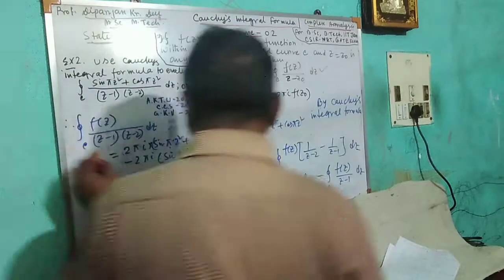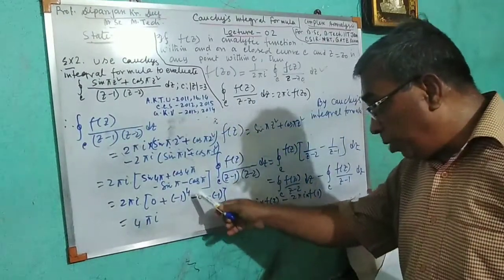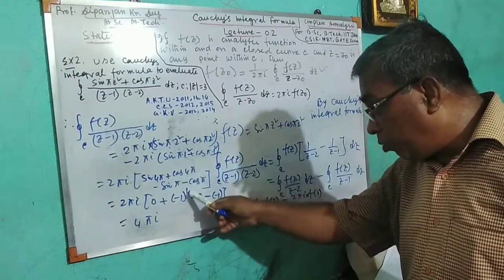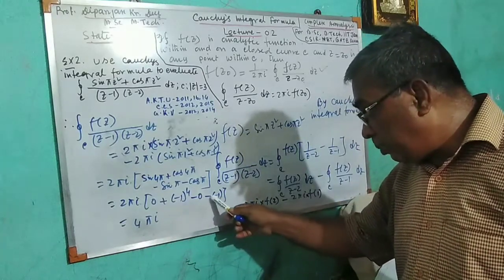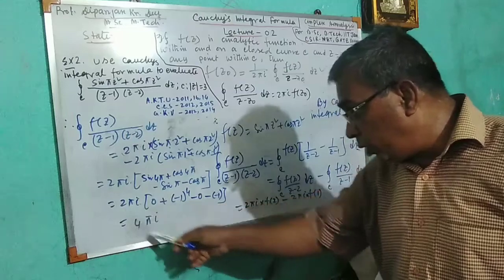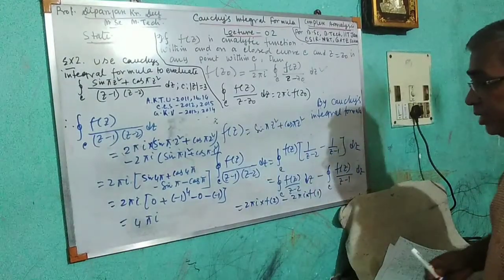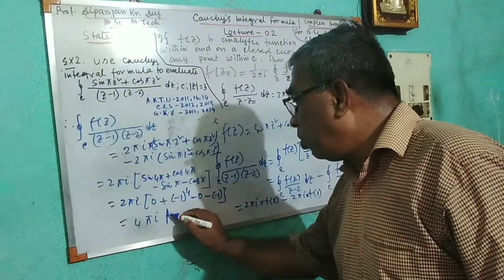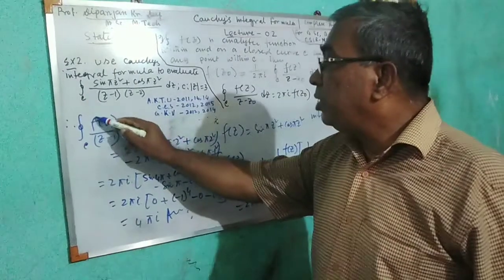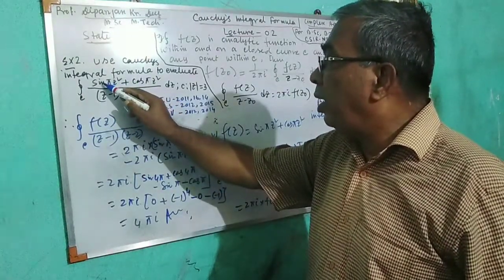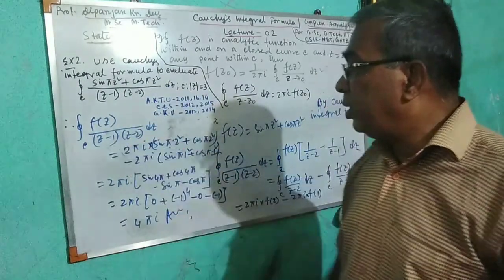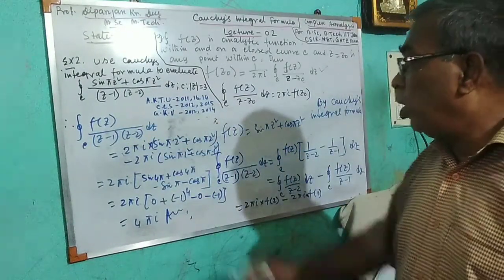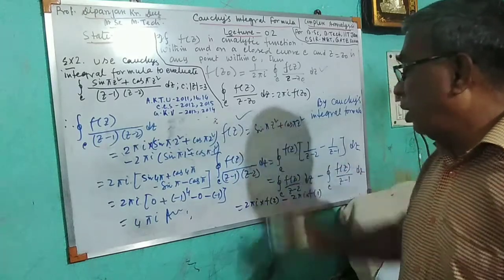How to get 4? Because minus 1 to the power 4, the cos 4 pi value, is 1, and here is plus 1. 1 plus 1 is 2, 2 into 2 is 4 pi I. So this is the answer for this sum. In place of f z, we can put sine pi z square plus cos pi z square by z minus 1 into z minus 2. What is f z? I already showed here. So this is the answer.